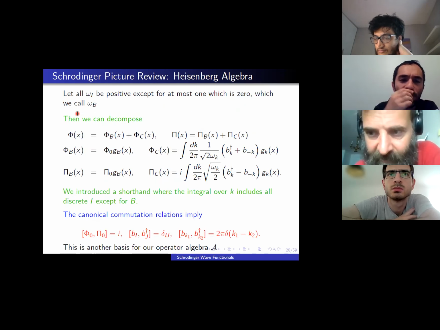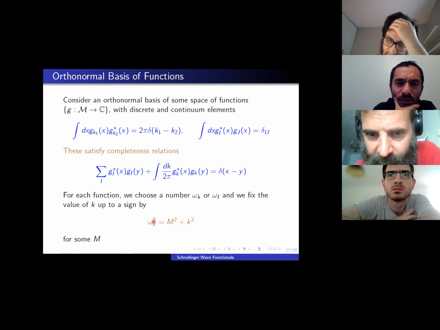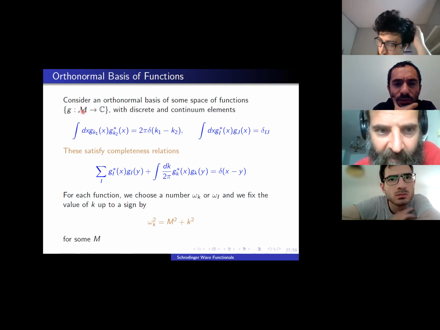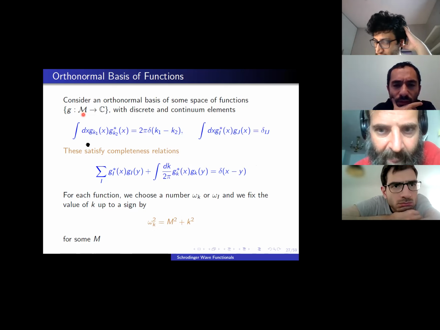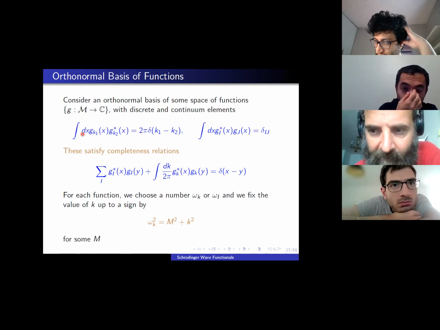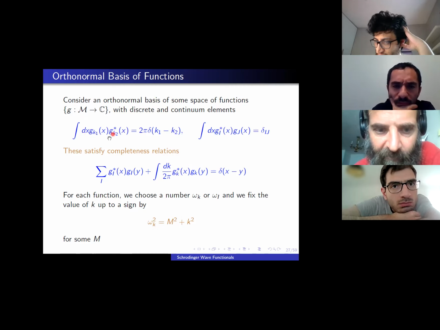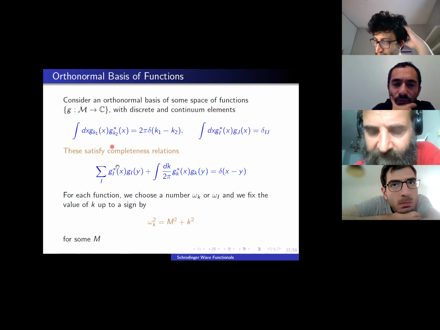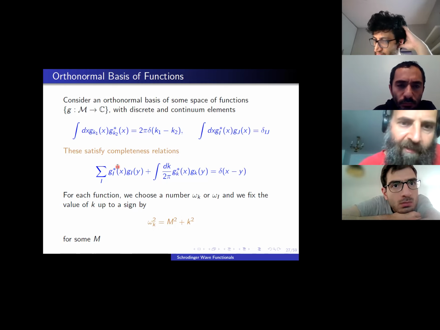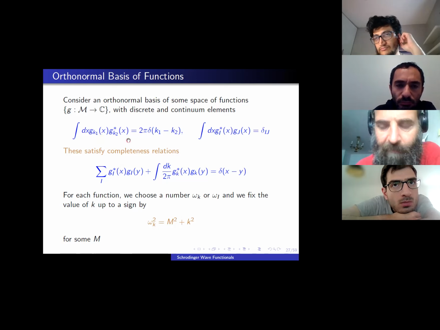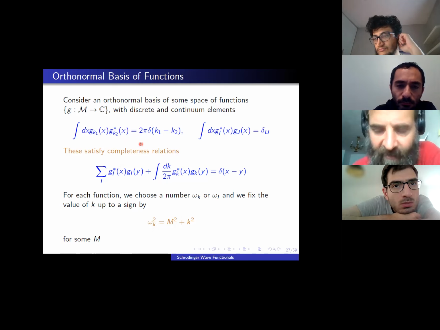Sorry, with respect to what inner product are you defining this? Inner product on M. Well, I have a measure on M, but I don't have an inner product here. This star is just complex conjugation. Okay, so it's just simple L2 on R in this case, right? Well, I'm not going to demand that these things are normalizable, so they could be plane waves or something, but yes, the inner product is the L2 one.